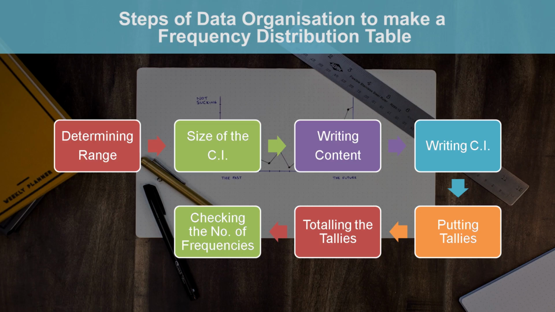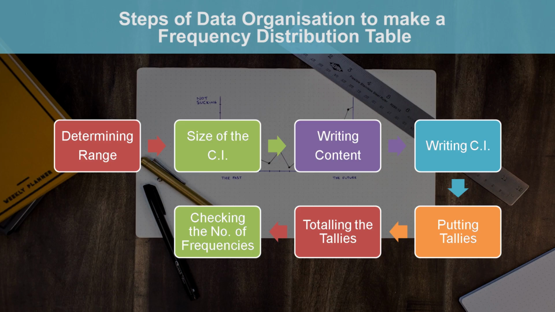Then writing the content of the data. Then writing the class interval. Then putting the tallies. You have to make the tally marks. We will discuss what a tally mark is. Then totaling the tallies, so you have to add how many tallies there are. Then checking the number of frequencies, that is, adding how many frequencies there are. So this is the 7-step process. By using this process, you can organize the data and prepare a frequency distribution table.